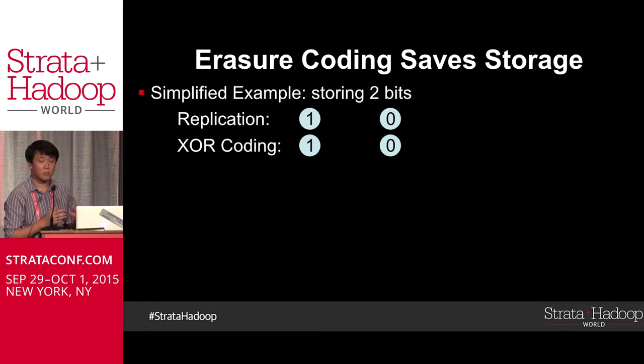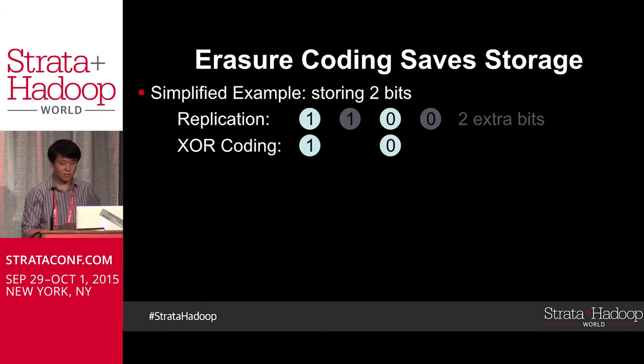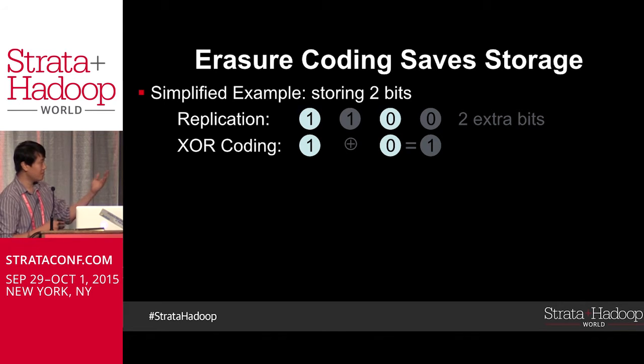So now I will give a much simplified example. Assume that we want to store 2 bits, 1 and 0, using replication and XOR, or exclusive OR, coding. With replication, how do you store the 2 bits reliably? You make a copy. So you make a 1 and 0 copy, and that means you're storing 2 actual bits. With XOR coding, you calculate the exclusive OR of 1 and 0, you get 1. So you're storing 1 extra bit.